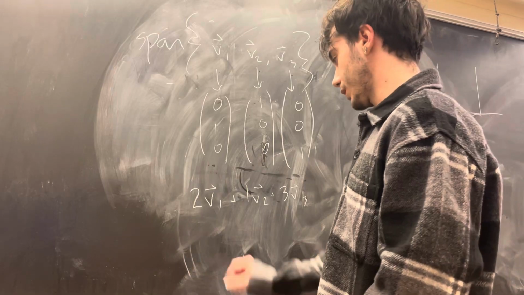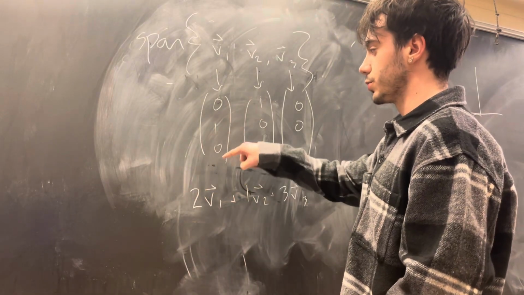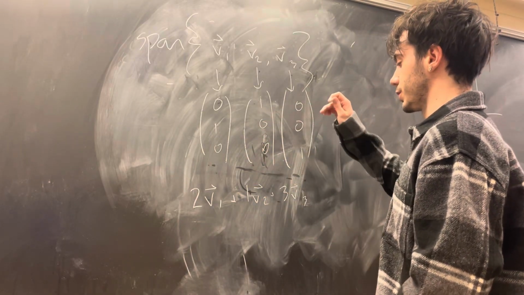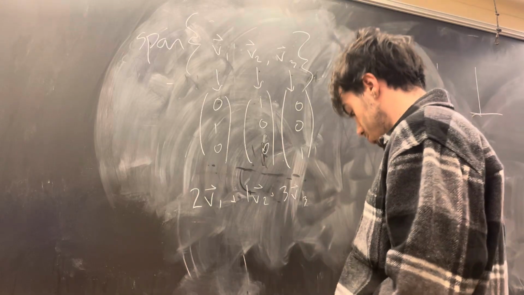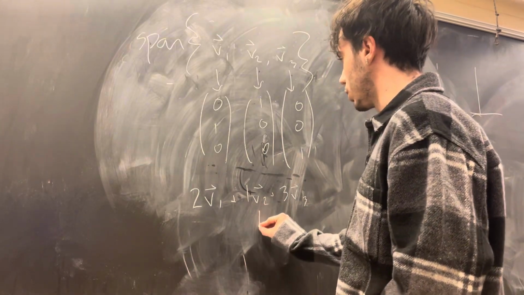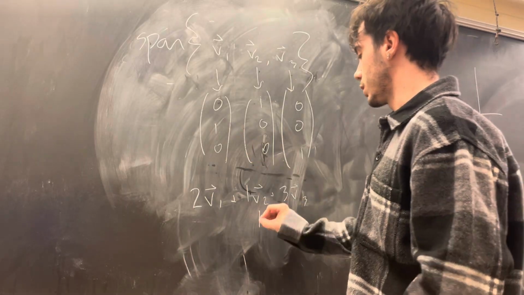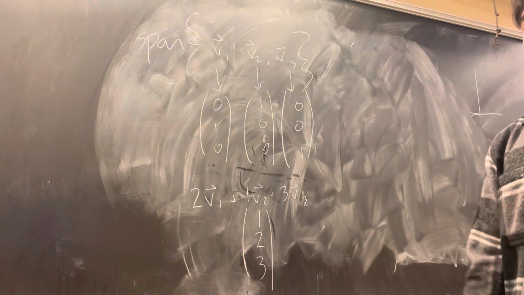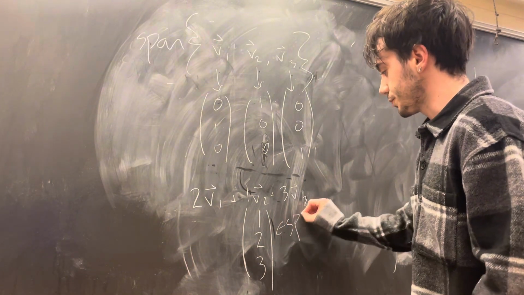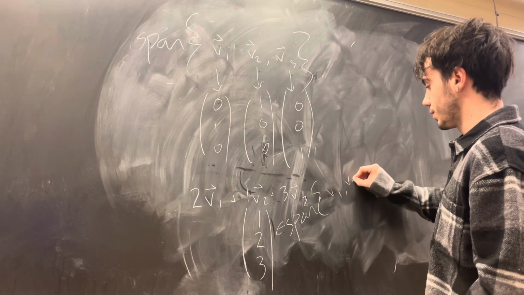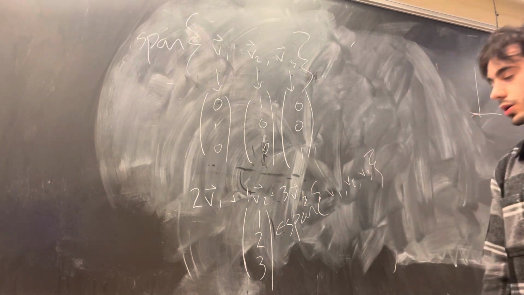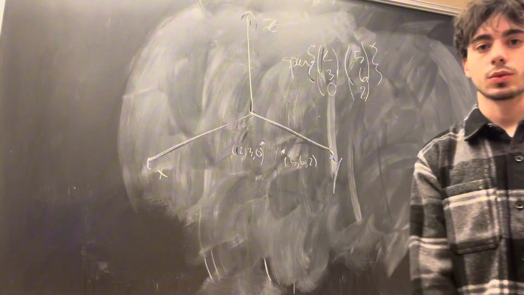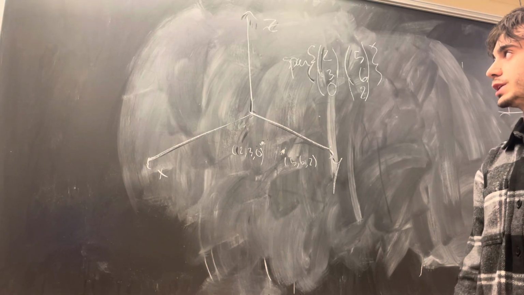Adding these up, this times 2 gives us 0, 2, 0. Here we get just 1, 0, 0, and here we have 0, 0, 3. So we end up with the vector 1, 2, 3. This is in the span of v1, v2, v3. So that's how you can find a vector that's in the span if you're given the vectors. All right, so now I'll do an example with R3.